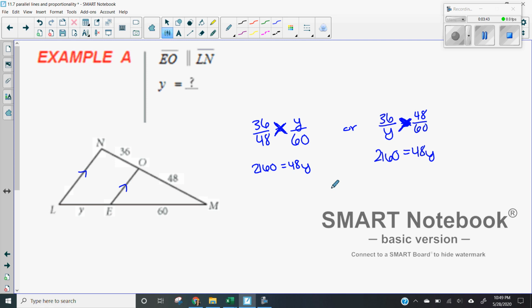So I get the same exact thing. Okay, so we divide by 48. In either case, 2160 divided by 48, we get y is equal to 45 units, whatever the units might be. Okay.